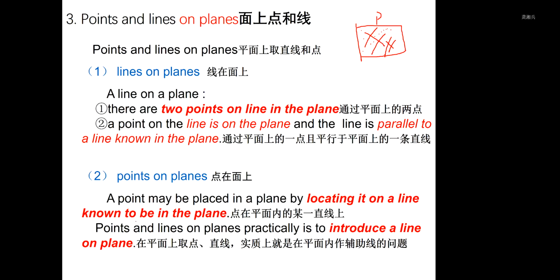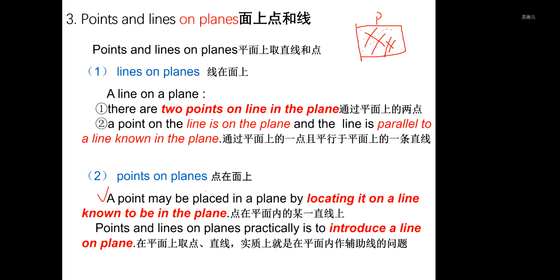So how can we get a line and a point on the plane? For this question, the practice is to introduce a line, a helping line on the plane. In the plane, you can use a helping line to find whether this one belongs to the plane. Maybe it's a little bit difficult to understand what we're talking about.